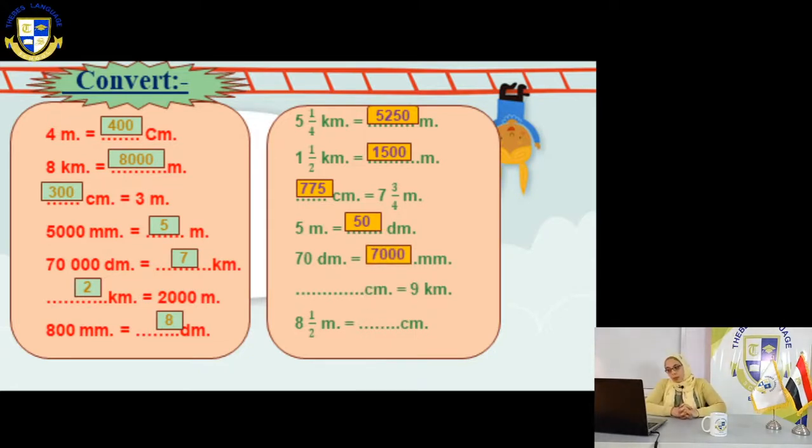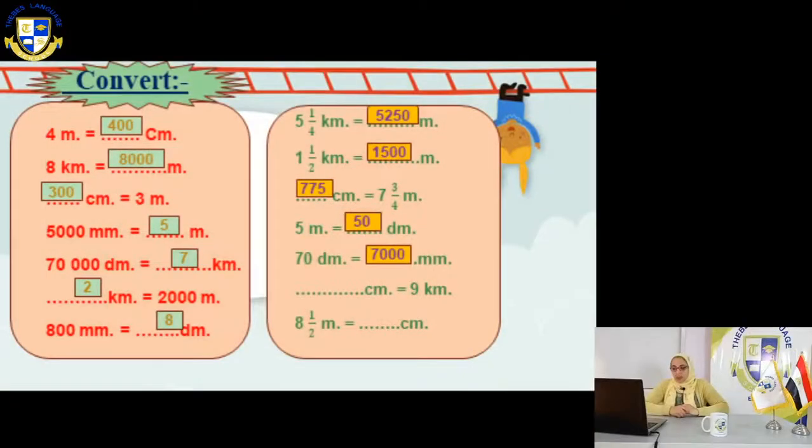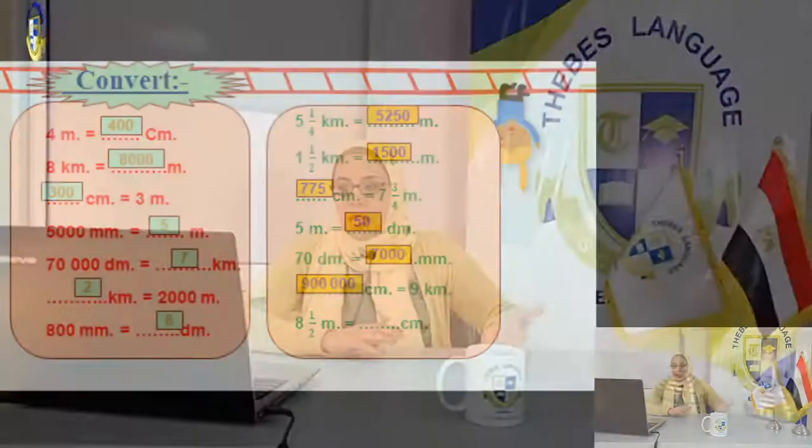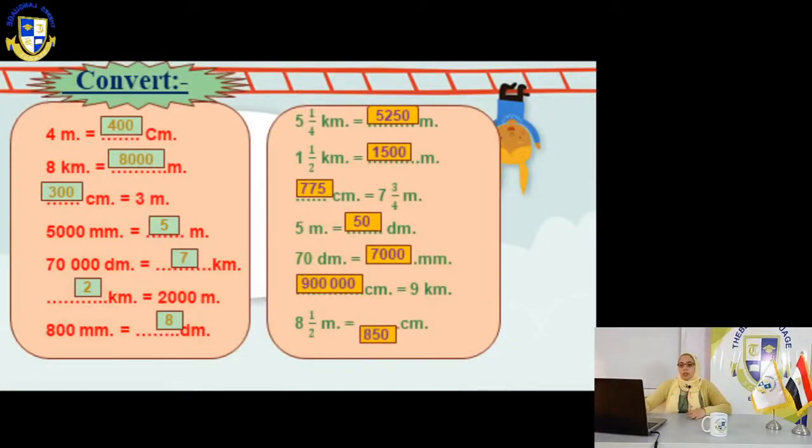Next, from 9 kilometers to centimeters. From kilometer to centimeter, we have here 1,000 and 10, so it will be 100,000. So 9 times 100,000 equals 900,000. 8.5 meters equals how many centimeters? 8 meters times 100, because a meter equals 100 centimeters, equals 800, and a half equals 50. Add them together, it will be 850.